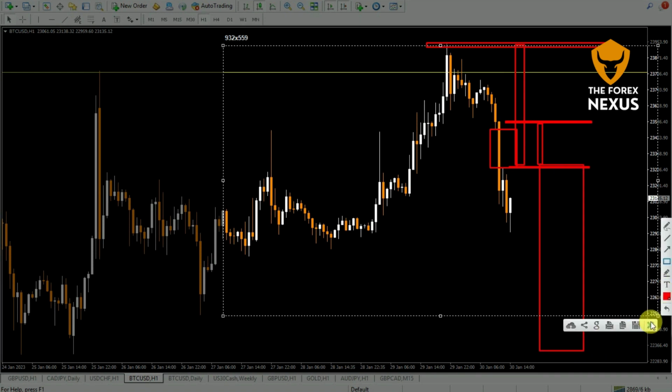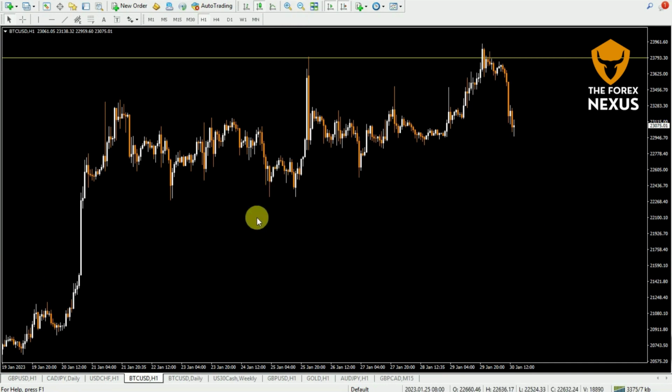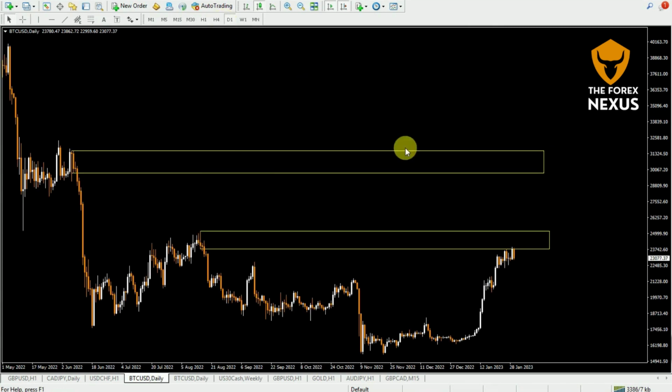Now same scenario for here. What will be the next move? The market will take out these liquidities. If the market needs to move upside again, it must take out these liquidity areas. But on the daily time frame, if you see here, we got a fresh supply zone, the untested zone.